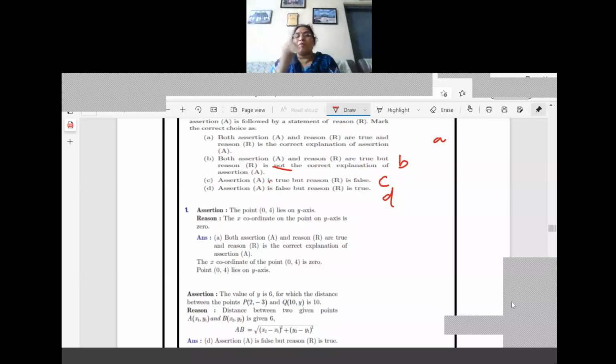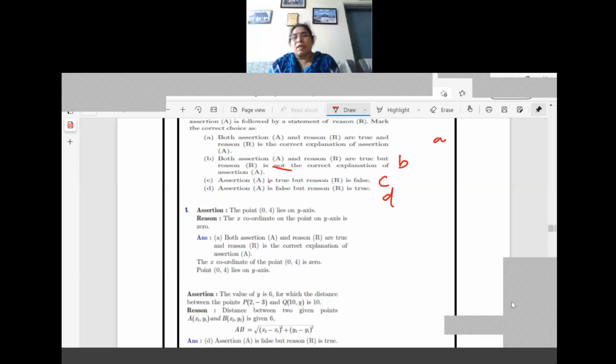0 comma y only, we are studying. So 0 comma 4 lies on the y-axis. It is true only. Now the x coordinate always is 0 only, right? So both are true only. So what we can say is that it's a correct explanation. Both are true and it is a correct explanation of the assertion.